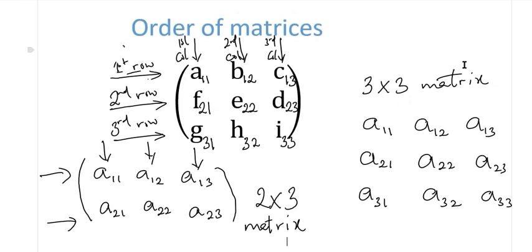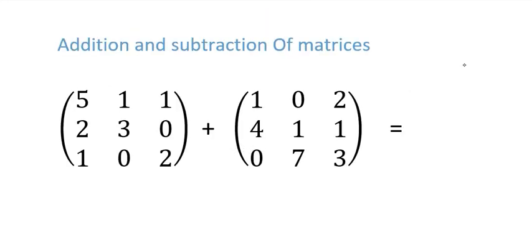We move to addition and subtraction of matrices. To add or subtract matrices, we have 2 matrices here. We are asked to add them together. In this case, the corresponding elements, first row, first column here, which is 5, and first row, first column here, which is 1, will be added together. So this is what we are going to have: 5 plus 1.